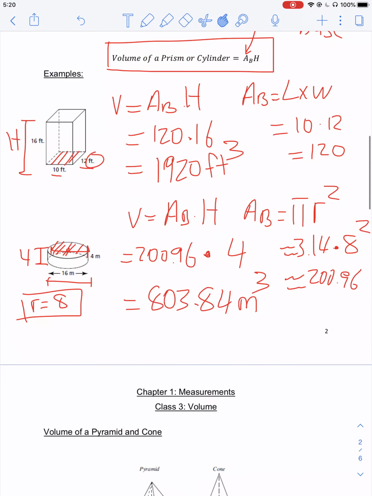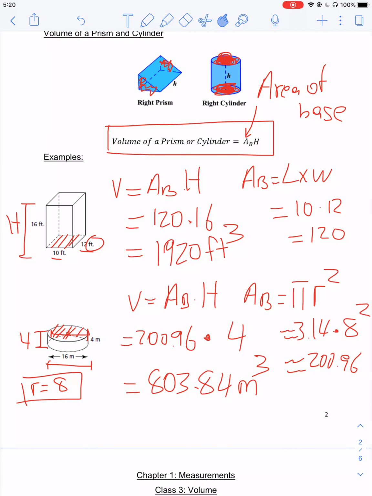Now, when it comes to the cylinder and the prism, finding the volume is easy because you just have to find the area of the base and then multiply it by the height. It's as if you're stacking. This rectangle over here, it's as if you're stacking one rectangle on top of the other, and when you stack enough of them, you're going to get a prism. Same thing with the cylinder. You're just stacking one circle on top of another, and eventually it becomes a cylinder. So you just have to multiply the area of the base times how many bases you're stacking, which is your height. So that's the logic.